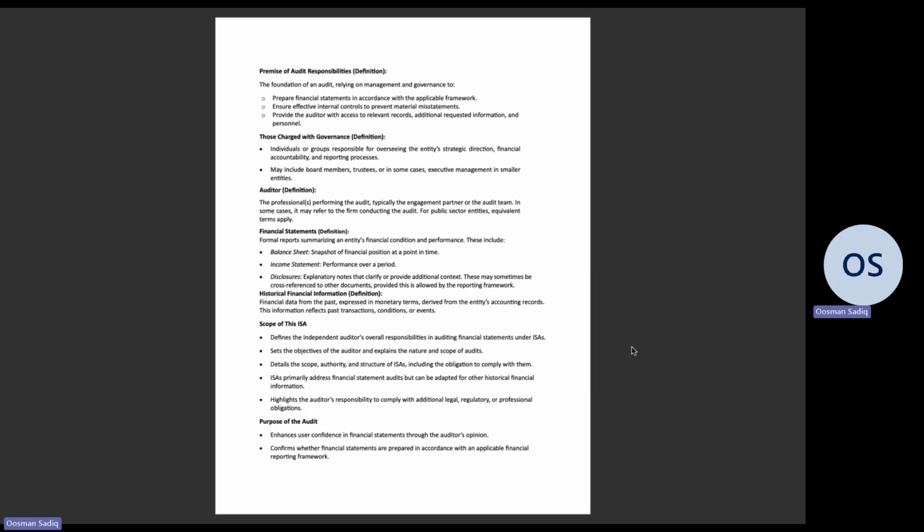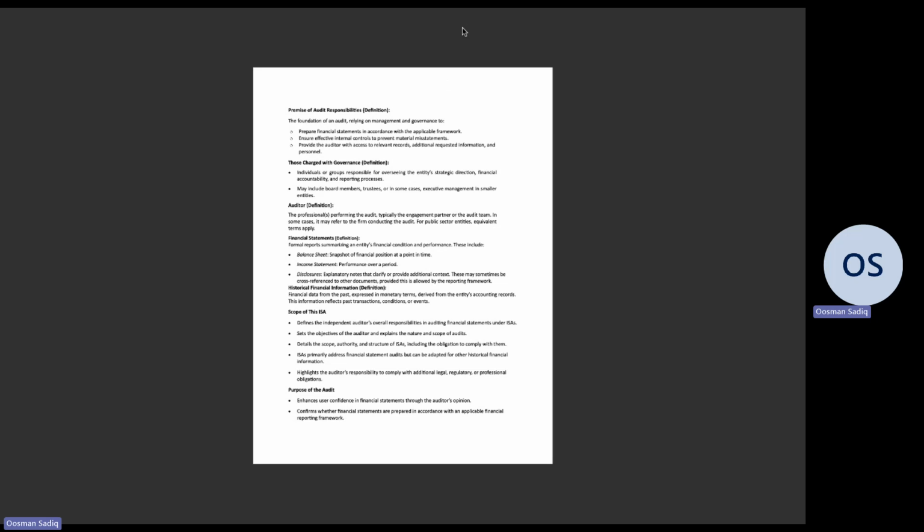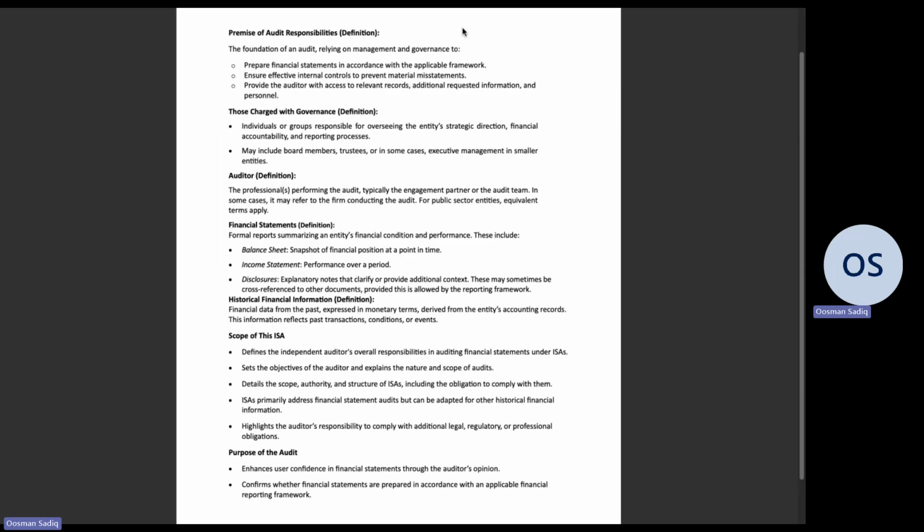Now, we are going to be doing a series on international standards on auditing. Basically, we are going to be reading and understanding the ISAs, what they stand for, and how you can understand what goes on in an audit of financial statements.